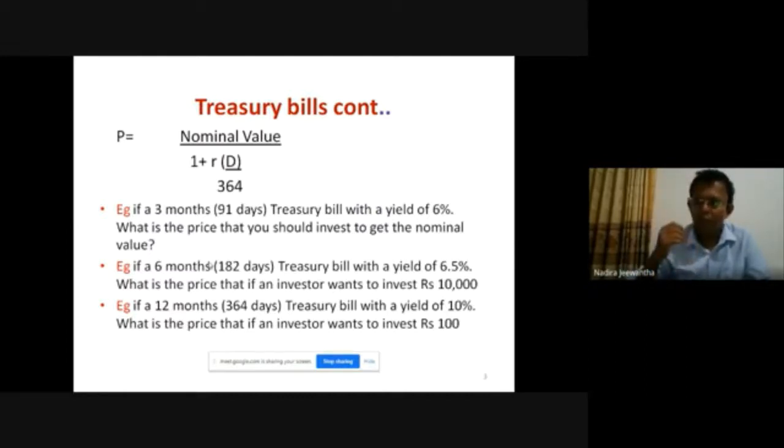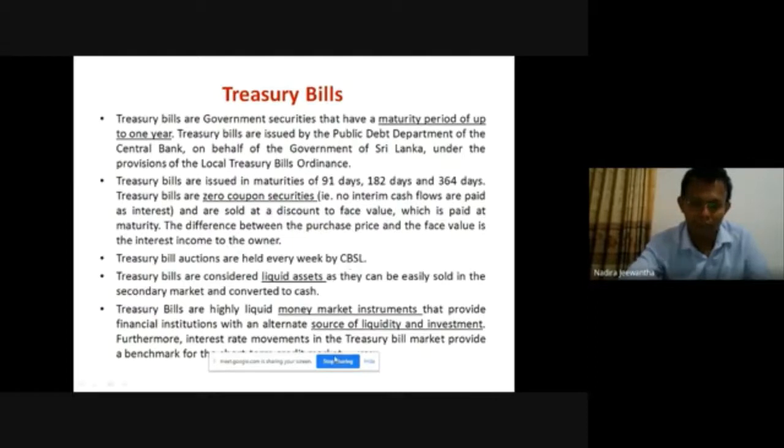Now, what is the beauty of this particular instrument when you compare it to the FD? What's the difference we have discussed? We have discussed the difference between treasury bill and the FD. Now look at this.